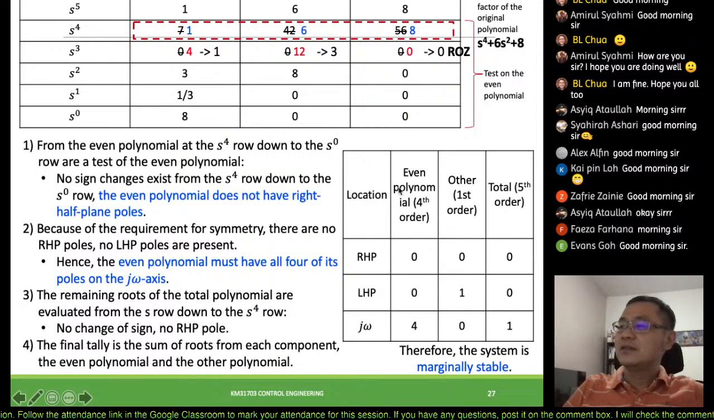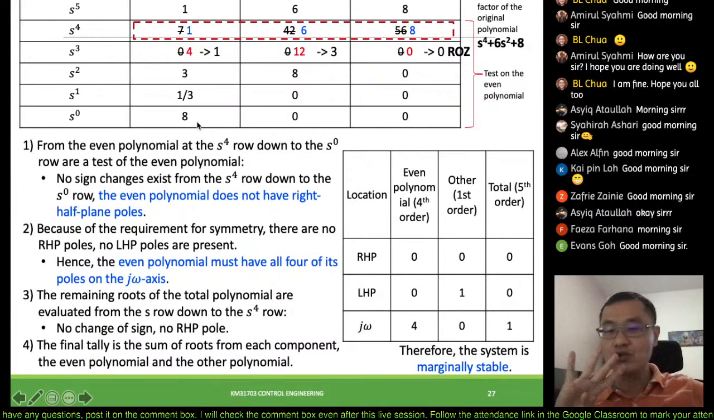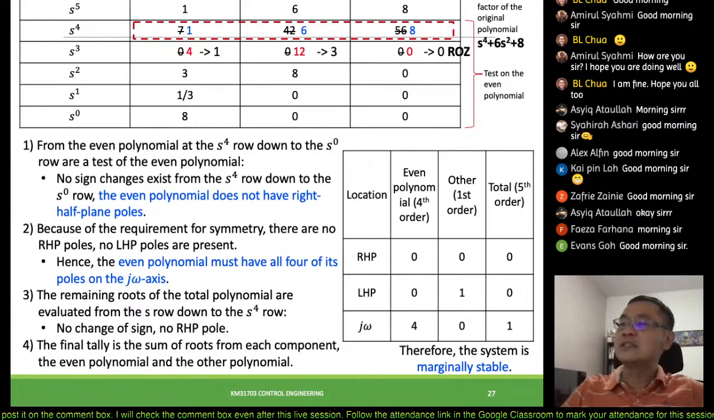For the even polynomial, okay, from here, this is power 4, so we are checking 1 time, 2 times, 3 times, 4 times. So there are 4 roots that we are dealing with, okay? And these 4 roots, we have concluded they are on the imaginary axis.